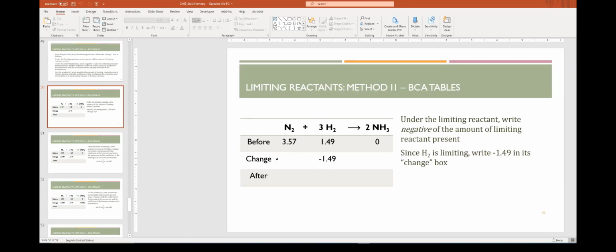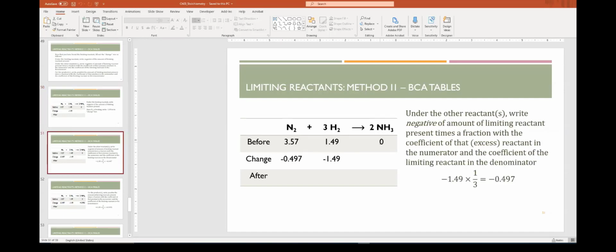How much do we lose on this side? Do we lose 1.49? No, because it's 3 to 1. You need to take 1.49, which is what you're starting with, and multiply it by what fraction to figure out how much nitrogen you need? 1 over 3. Good. And that's negative 4.497.